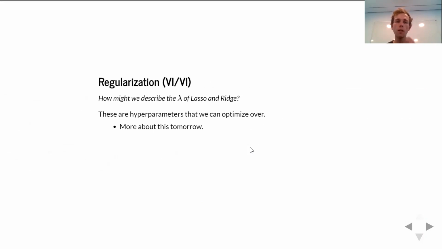Okay, so finally, how might we describe the lambda of lasso and ridge? Stated differently, how do we pick a lambda? So how can we think about this lambda? Lambda is basically a hyperparameter that we can optimize over. And in the next module, I'll show you how we optimize over these lambdas. But we need to find the lambda that makes our out-of-sample predictions best, given our choice of penalties. This is what we call a hyperparameter. This is something that we want to optimize over.